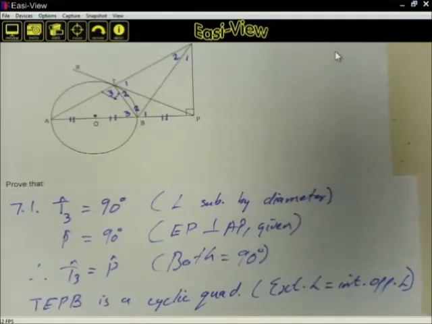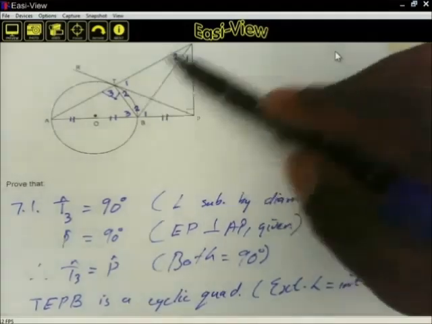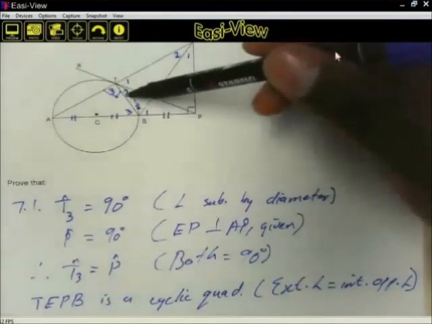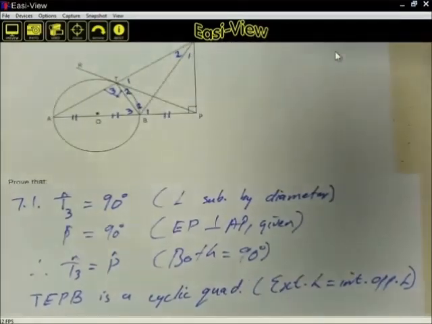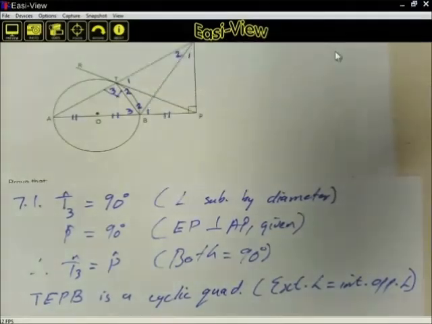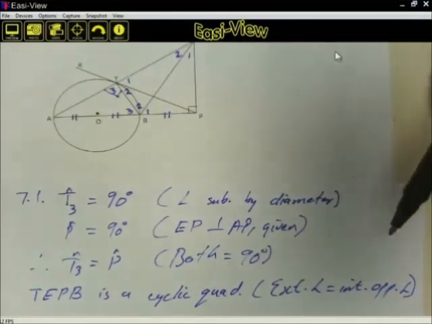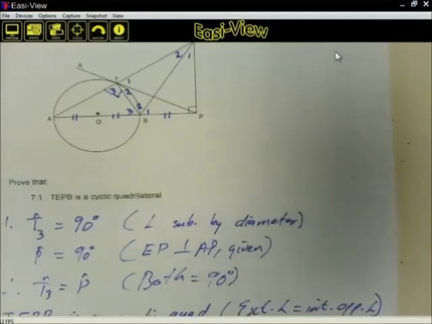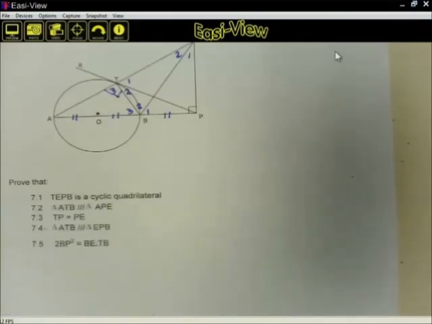That's the first part. Now that we have proven that TEPB is a cyclic quad, it means we can apply the properties of a cyclic quad on that. Which other properties exist? Like T2 is equals to E1, it's correct. Like B1 is equals to T1, that will be correct. Angles in the same chord. Those are the theorems that we can apply because we have already proven that TEPB is a cyclic quad. That was the first part of the question. Let's go to the second part.